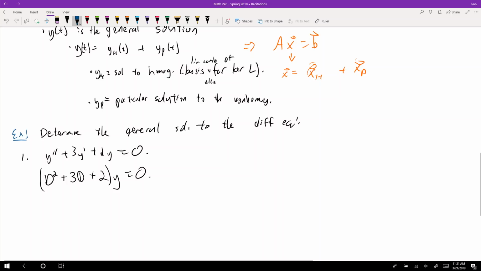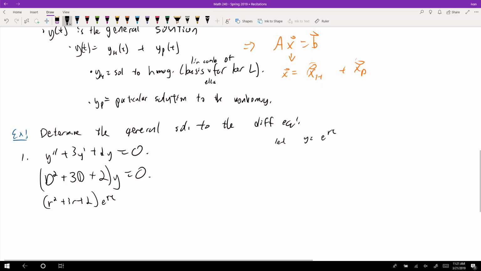The next step is to rewrite all of this again. It seems like a pain because we're seemingly just rewriting the equation for no reason, but we're going to write it in terms of the auxiliary polynomial: r squared plus 3r plus 2. We just substitute the D's with r's, and the reason we do this is because we let y equal e to the rt. So this y just got replaced by e to the rt.